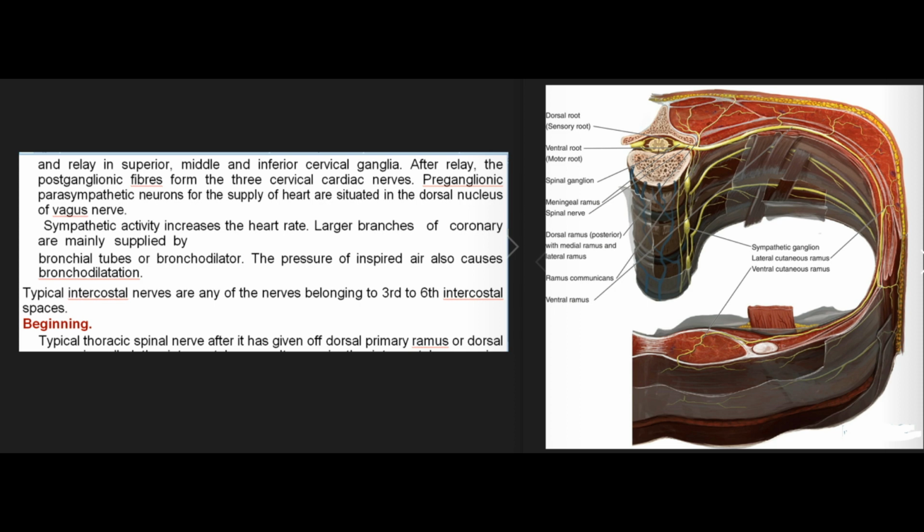Larger branches of coronary are mainly supplied by bronchial tubes or bronchodilator. The pressure of inspired air also causes bronchodilation.